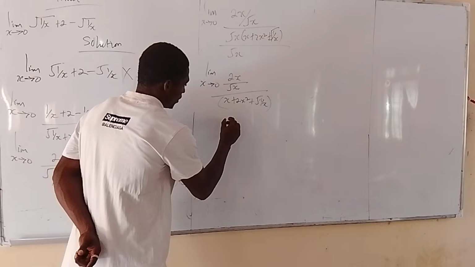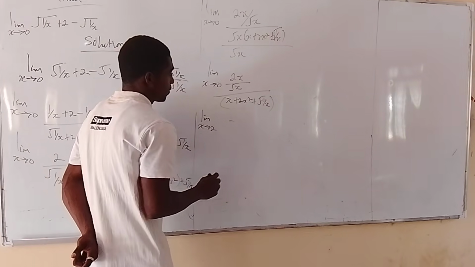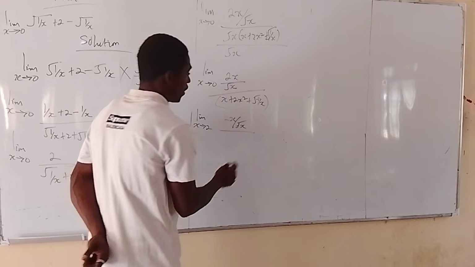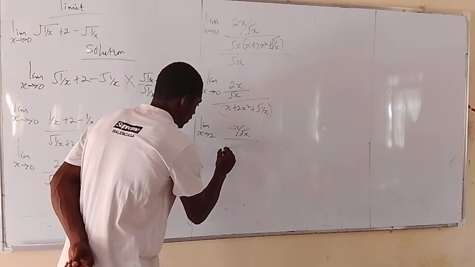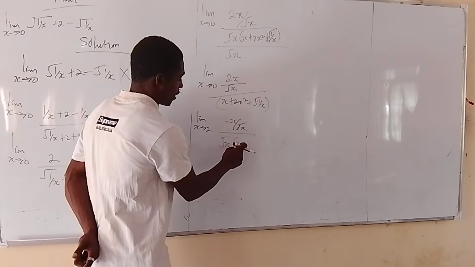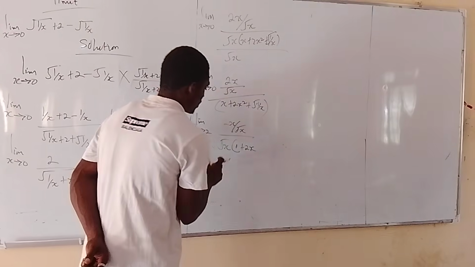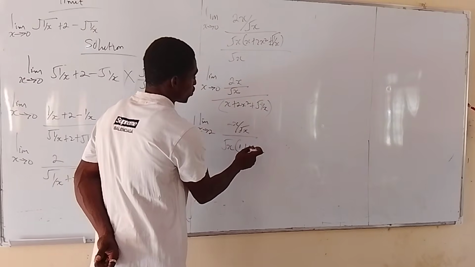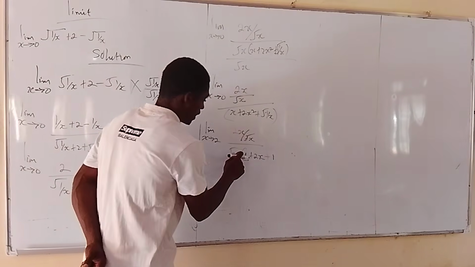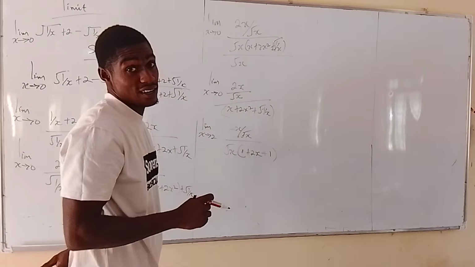So we are going to have the limit as x approaches 2 of 2x root x, whole over, factor root x outside. I'm going to have root x into 1, because x multiplied by 1 will give you x, plus 2x. So that root x will multiply by 2 to give you x squared plus 1, so that root x will multiply by this one to give you this one. I hope we are clear.